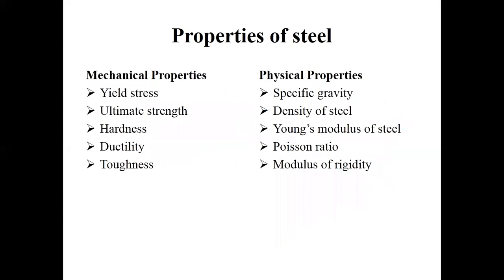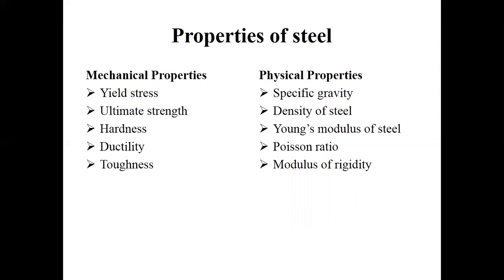You know what is meant by yield stress. We have discussed already. You know what is meant by ultimate strength, hardness, ductility, and toughness. And here you should note one more thing. Whenever the carbon content in the steel increases, the yield stress, ultimate strength, and hardness, those first three criteria, will increase, whereas the ductility and the toughness of the steel will decrease. I repeat, whenever the carbon content in the steel increases, yield stress, ultimate strength, and hardness will increase, and the ductility and the toughness of the steel get decreased.